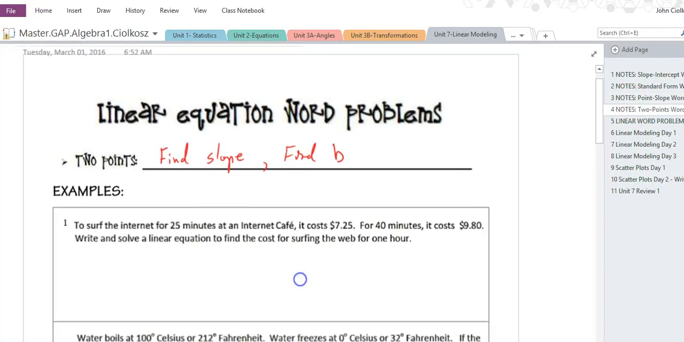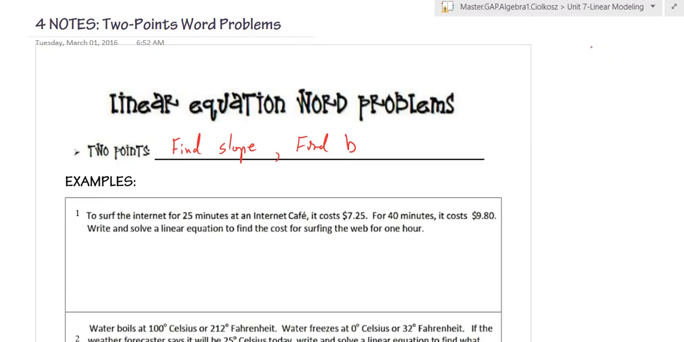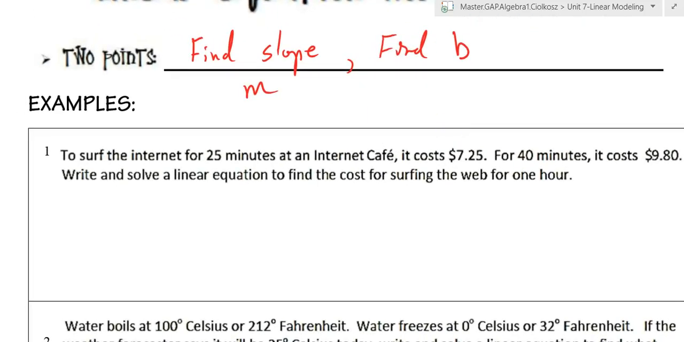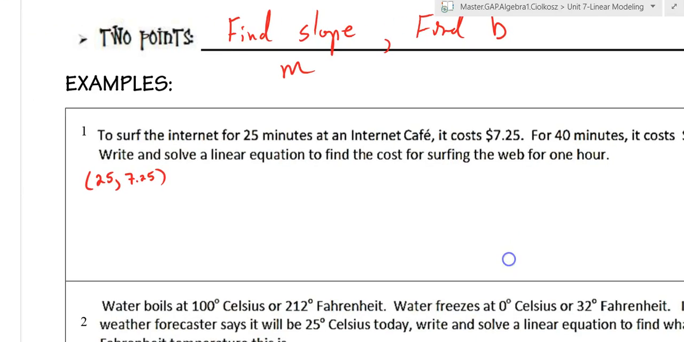Alright, for 4 here, we kind of got 2 points. So we're given 2 example scenarios. We're going to work through finding the slope, M, then we're going to find B. So, 25 minutes costs $7.25. 40 minutes costs $9.80. These problems, even though they're a bit more work, are pretty easy because they're skills we've already used. So finding my slope, the difference in the y's.